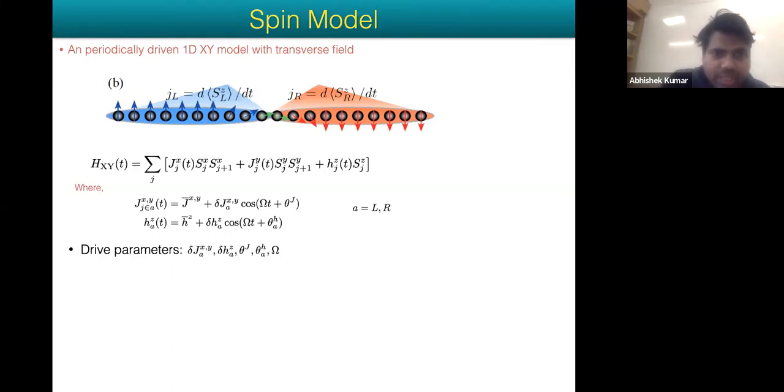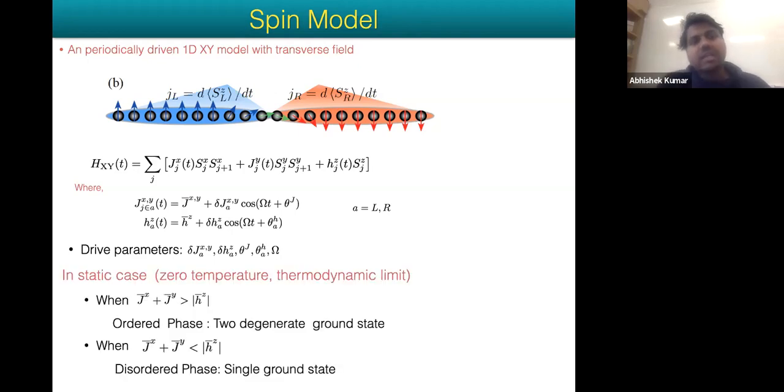Here, this J bar XY are static terms, and delta J is basically the oscillating part. And in the static case, at zero temperature, in the thermodynamic limit, we know that this has a quantum phase transition. When Jx plus Jy is greater than h bar, then we get an ordered phase, and there are 2 degenerate ground states. While in the opposite limit, we get a disordered phase where we have only a single ground state.